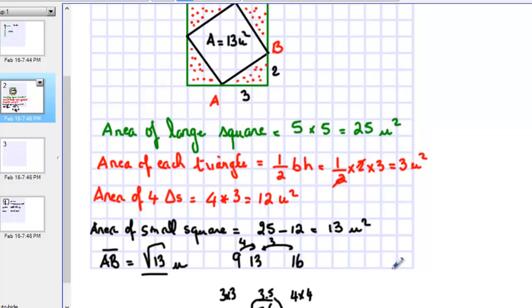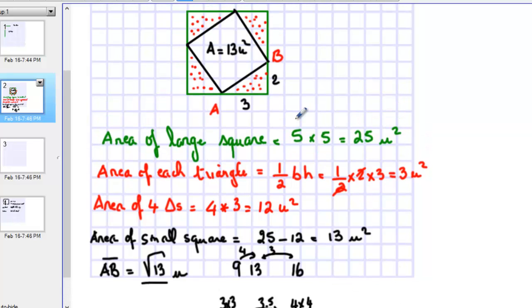So this is a strategy. I hope you understood this lesson, and the next lesson is going to be 8.3, which is the third lesson of unit 8. Thank you.